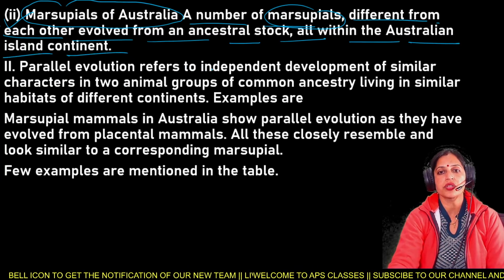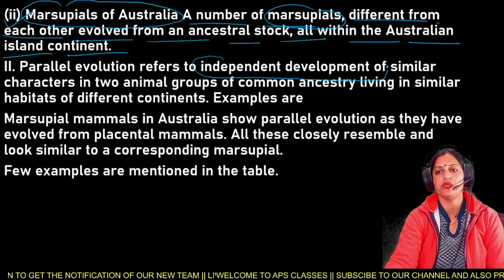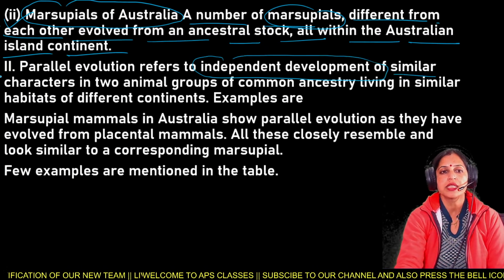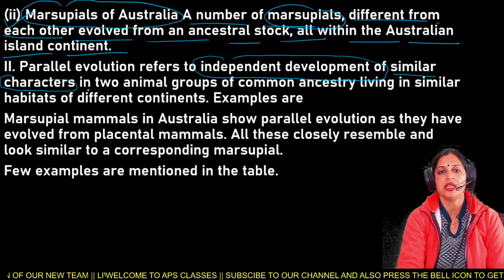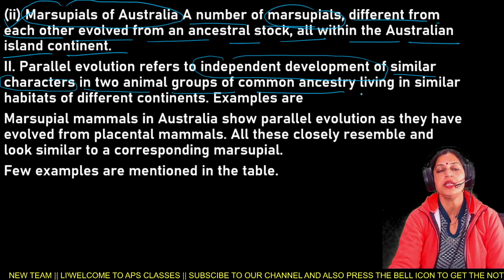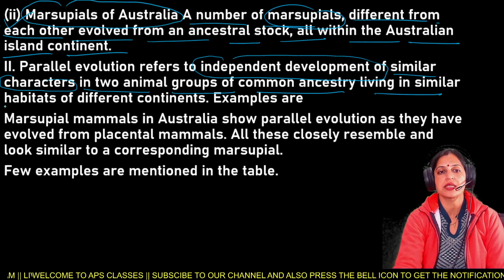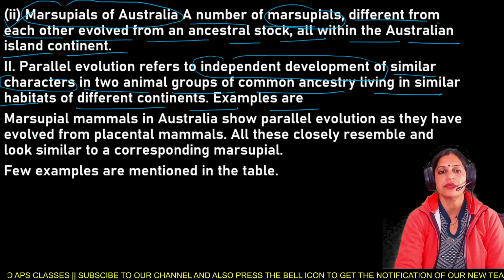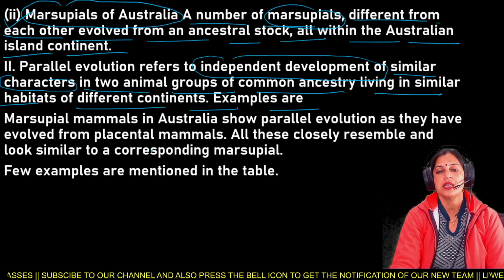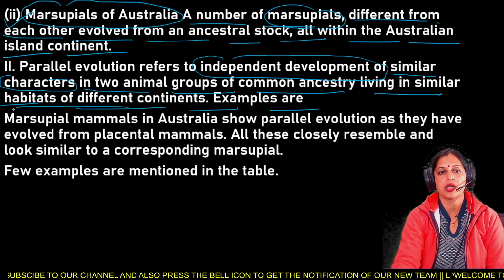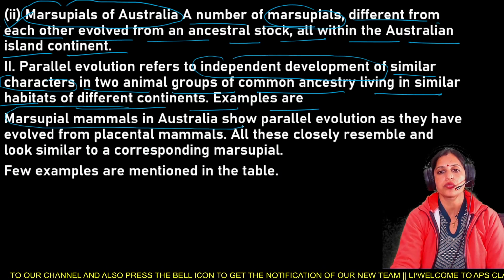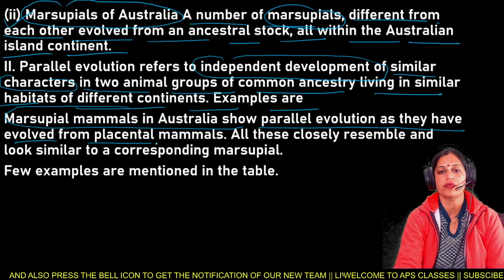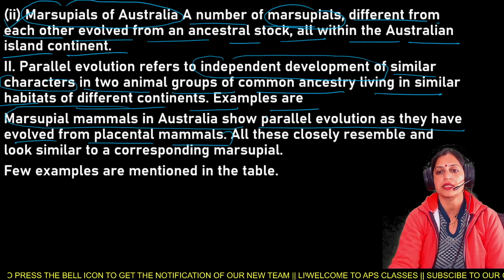Parallel evolution refers to the independent development of similar characters in two animal groups of common ancestry, living in similar habitats of different continents. The first example is marsupial mammals in Australia, which show parallel evolution as they have evolved from the placental mammals.